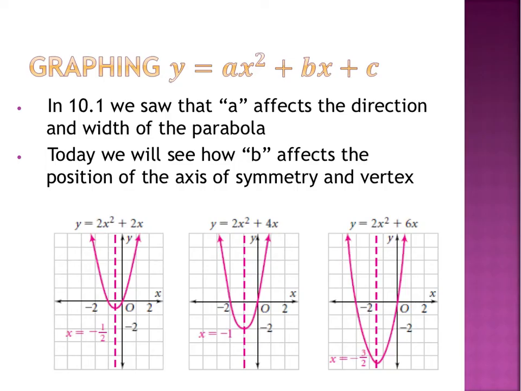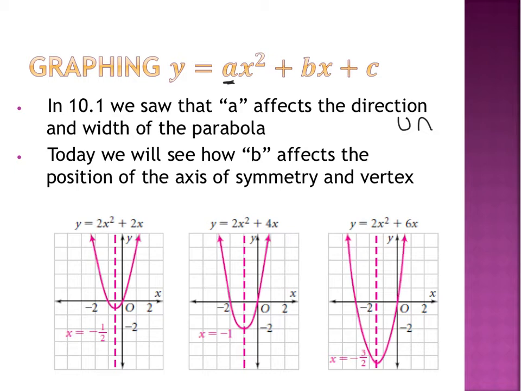So if you think back to section 10-1, we saw that the a value, which is the coefficient of the x squared term, will not only affect the direction of the parabola, but it will also affect the width of the parabola. And when I say direction, I mean whether it's U-shaped or upside down.